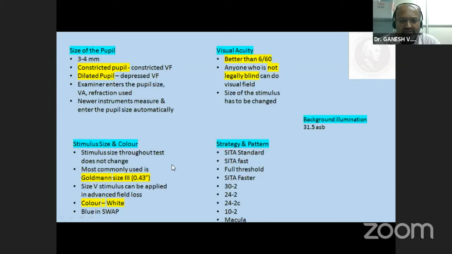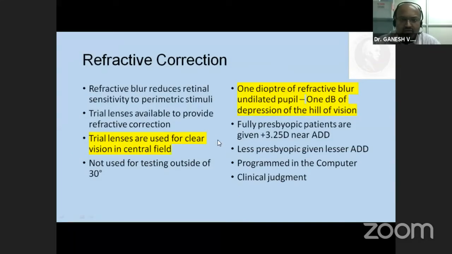Stimulus size, Goldmann size 3 is the standard. And the white color is the standard which we use. And the strategy and pattern are all these which can be used, and you can get a good output from the machine. Refractive correction is very important because refractive blur reduces retinal sensitivity to perimetric stimuli. So trial lenses are used for clear vision in the central field, and 1 diopter refractive blur in an undilated pupil will reduce the hill of vision by 1 decibel.